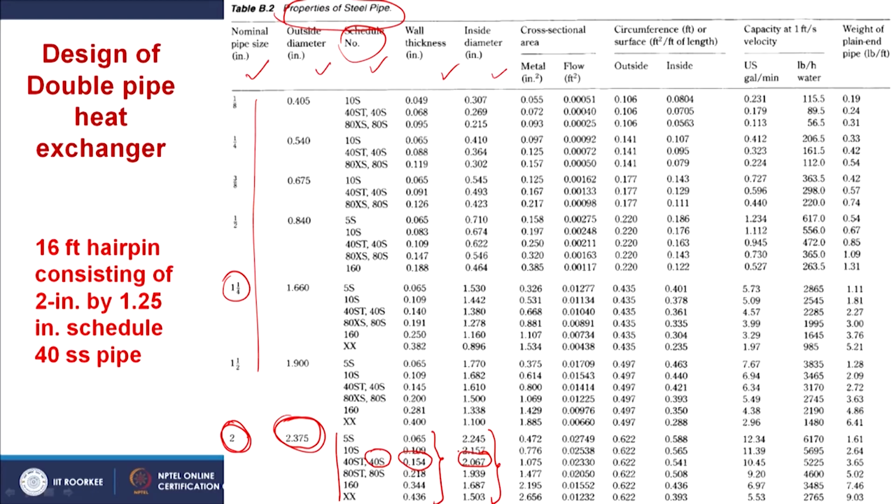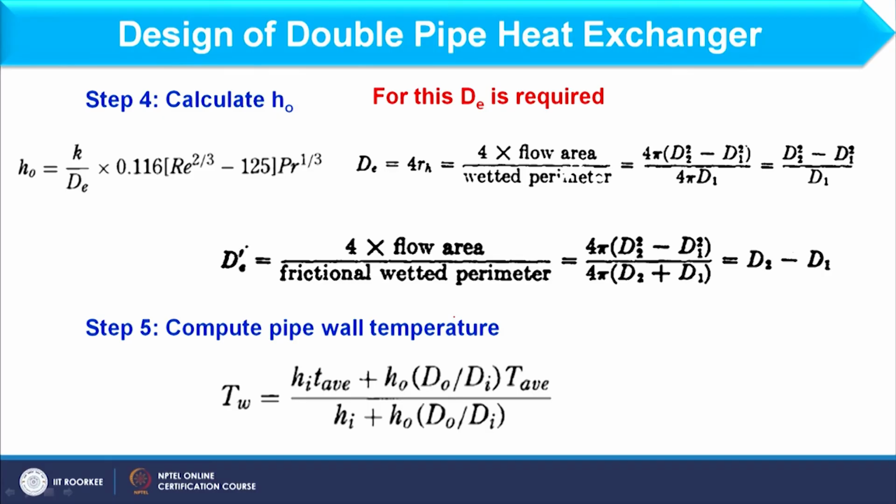Now, inner pipe size is 1.25. So 1.25 nominal size is there, this is the OD. Again we have 40S schedule number for this. So this is the tube wall thickness and this is the tube ID. In this way we can consider OD and ID of the pipe depending upon the nominal size of the pipe. Similarly, you can use this table to find out the dimensions of other nominal size pipes. So let us continue with the design of double pipe heat exchanger.